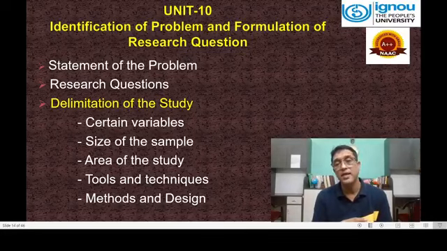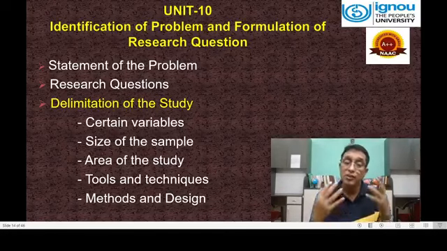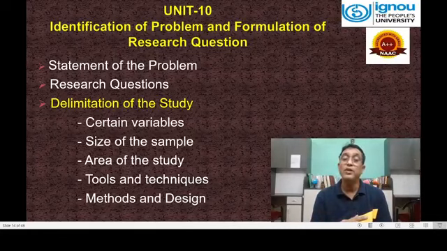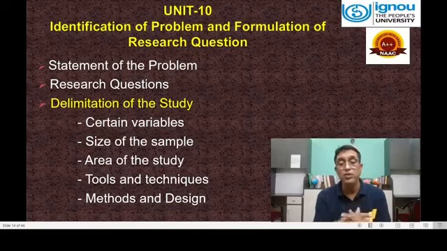Then methods and design. As you know, keeping in consideration the nature of the problem, we can conduct a qualitative study, we can also conduct a quantitative study, and we can also conduct a mixed method study, both quantitative and qualitative. We can conduct a survey research, a field study. We can also do a case study. We can also do an experimental study, a philosophical study, or a historical study.